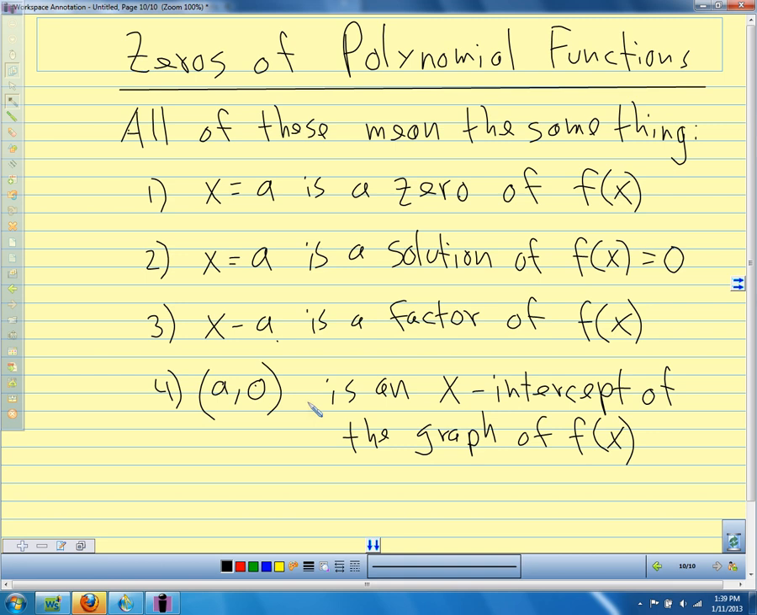So if we want to find the x-intercepts of a function, we have to find where f of x equals 0. If we know that a number is a 0 of a function, that tells us the x-intercepts. If we know that we have an x-intercept, that tells us that this number is a solution of our function. So all of those things tell us the same thing about a function. So let me do one quick example, and then we'll be done using this idea.